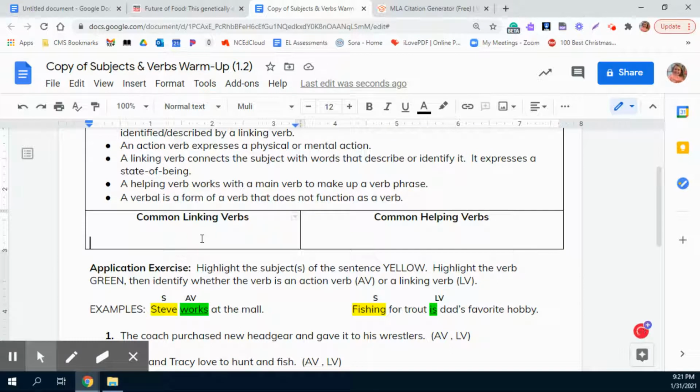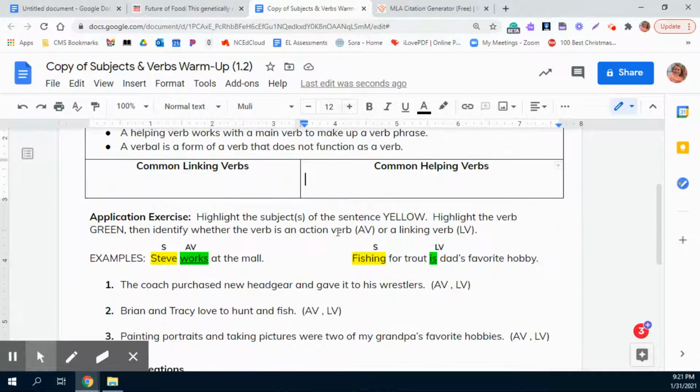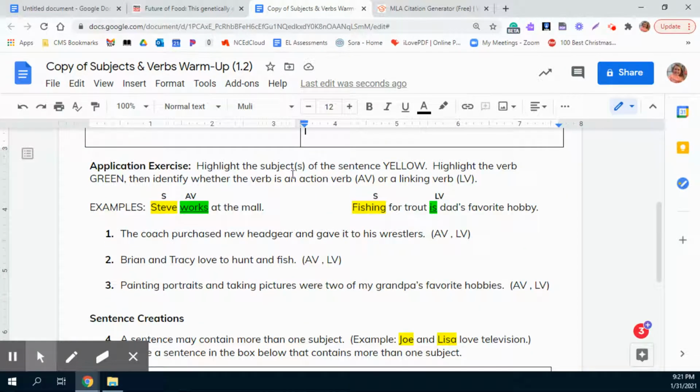All right, and then common linking verbs and common helping verbs. Y'all put those in there. I'm not looking those up for you. You have notes, so go do that. The second section, this is where we highlight the subjects and the verbs, and then we determine whether those verbs are linking verbs or action verbs. We're highlighting our subjects in yellow, our verbs in green.